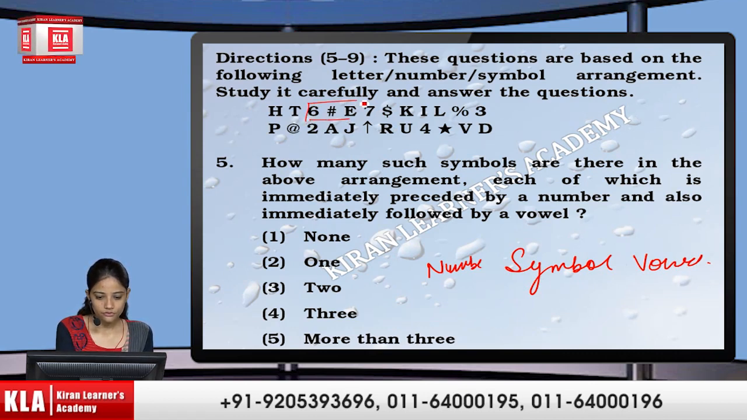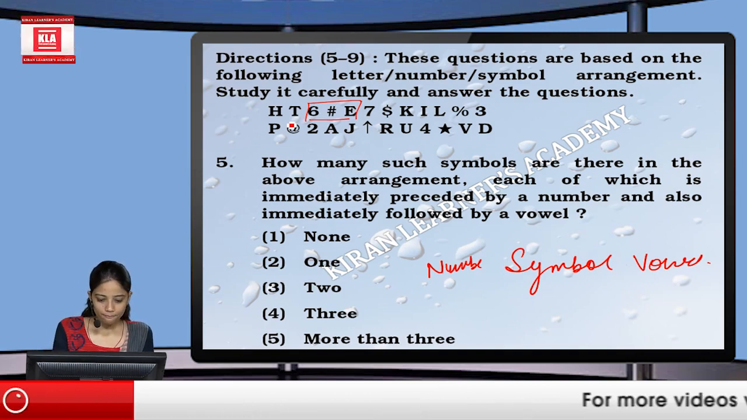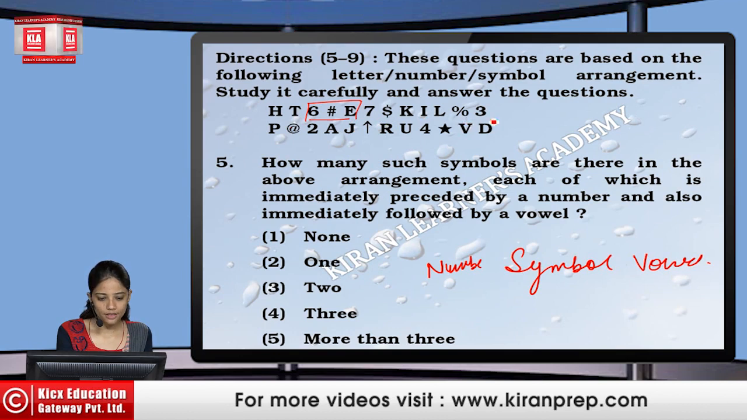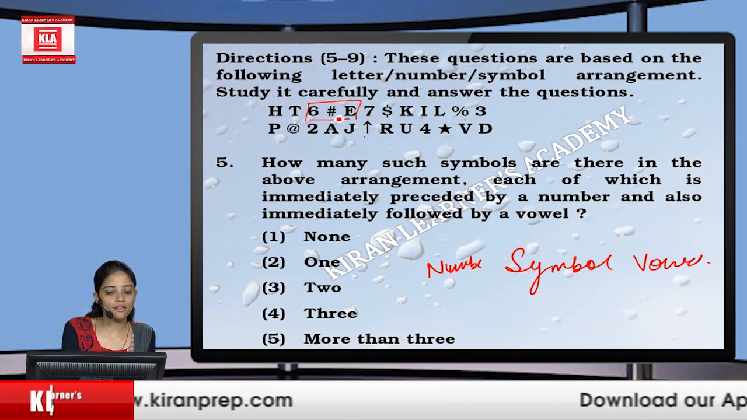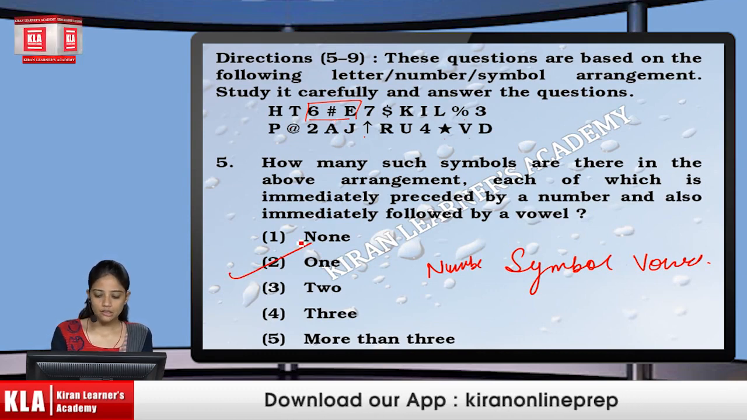this, preceded by a number and then a vowel. Any other symbol which is preceded by a number, we can see that it is succeeded by a vowel, there is no other symbol like this. So we have only one, that is 6 hash E. So we have option number 2.